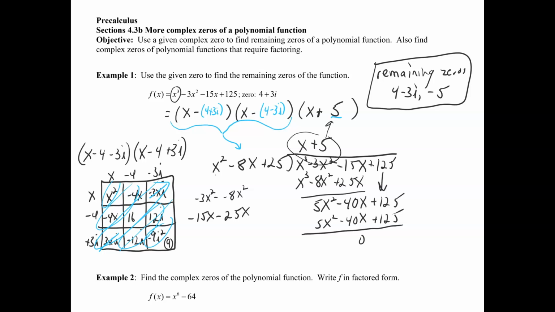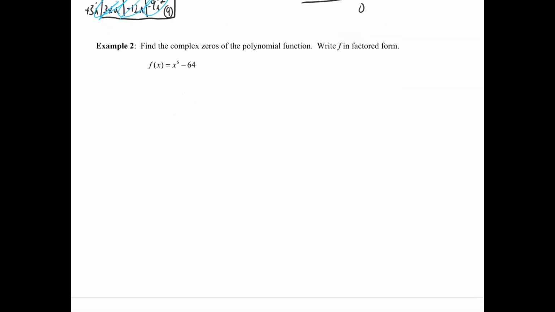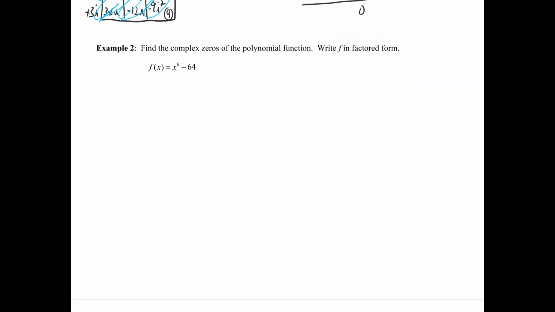Okay, let's look at the next example here. Find the complex zeros of a polynomial function. So this is just one that we have to factor. And then we're going to write the function in factored form. Once we find all the complex zeros, we think of factored form as going beyond factoring, but in fact finding all 6 factors. Now there may be some repeated factors. In other words, there may be some exponents that are higher than 1, but there's going to be 6 factors.